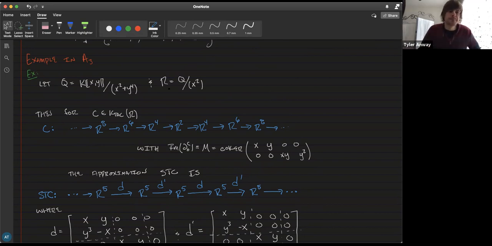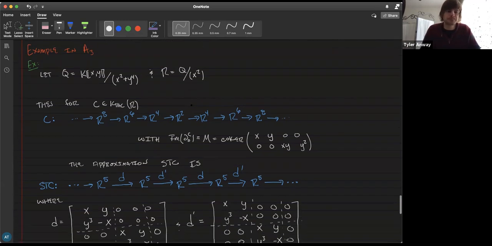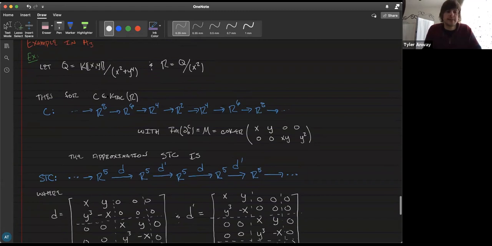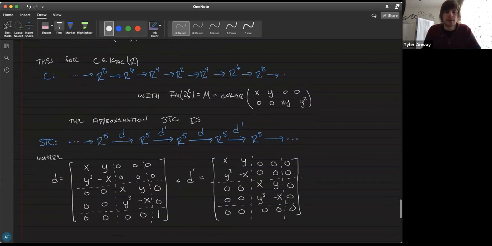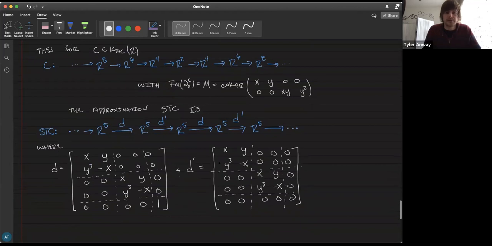So if we let Q be A3, and we look at R being Q modded out by x squared, then for C in Ktac R, given by this complex here, where it's built from the image of the zeroth differential being this co-kernel, when you approximate it, you end up with this periodic complex where you have rank 5 free modules, and the differentials are given by these two matrices here.